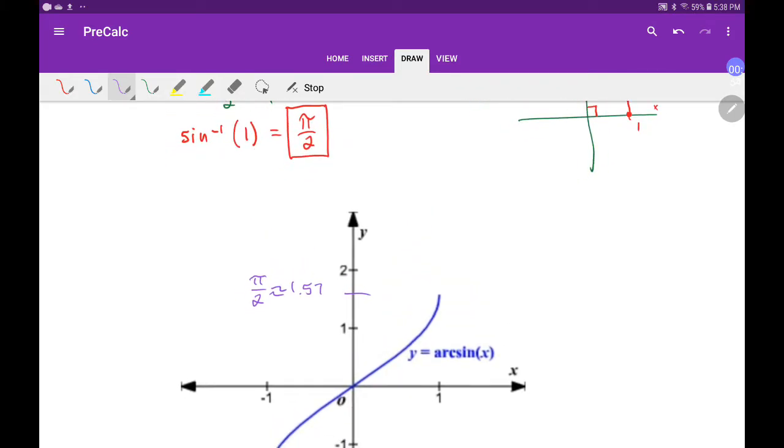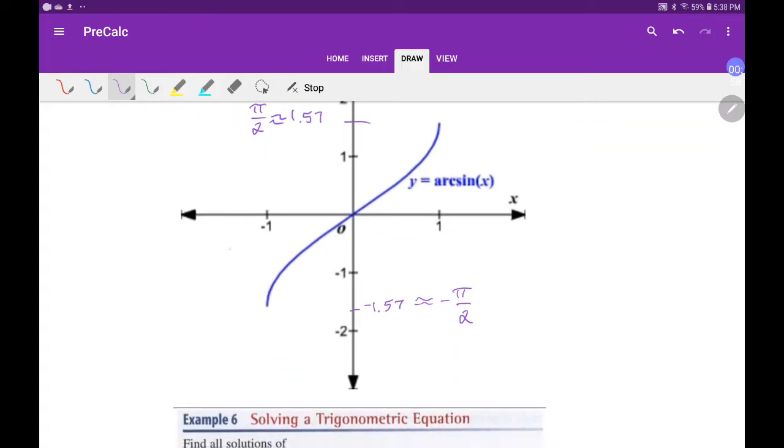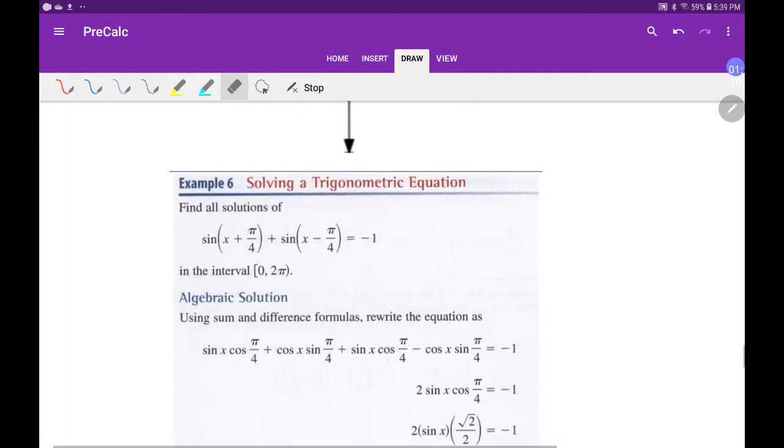So anyway, it's not the domain, because the domain goes along the x-axis. This is the domain. So I'd be talking about negative 1 to positive 1 if it was the domain. But it's not. Okay, so let's see here.